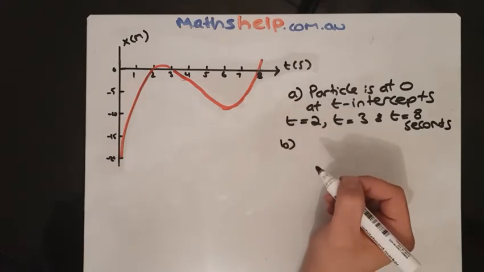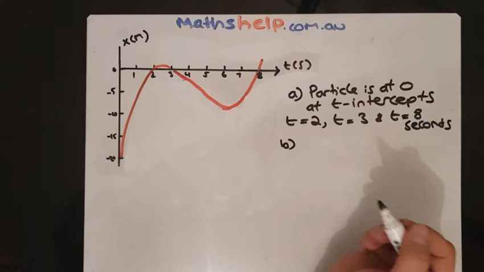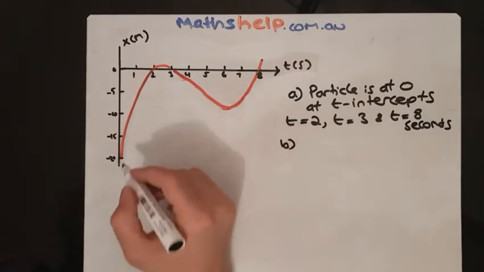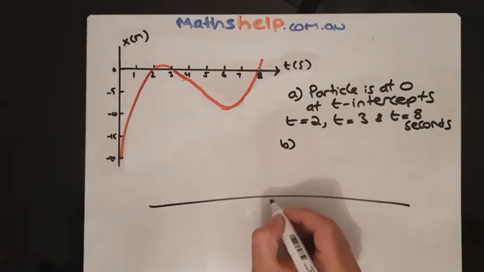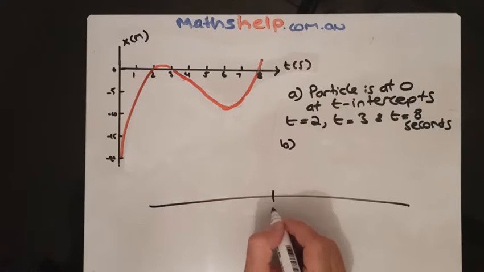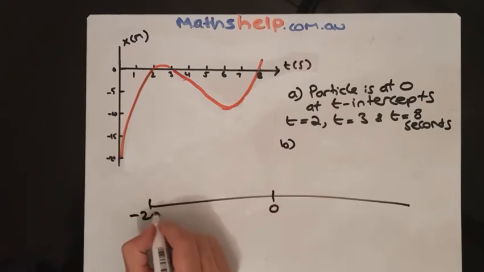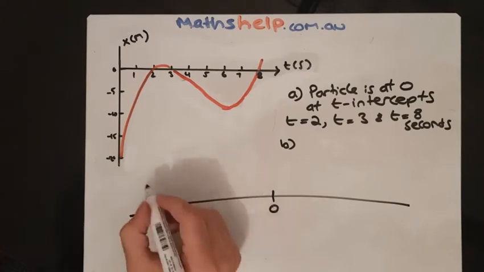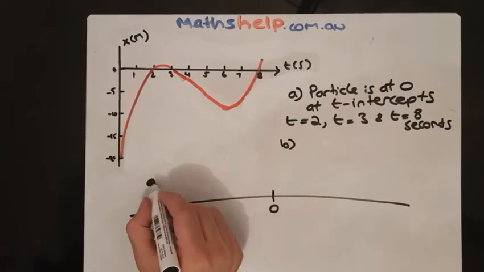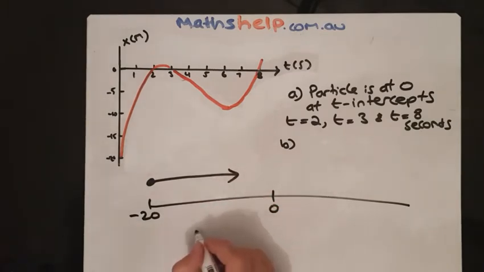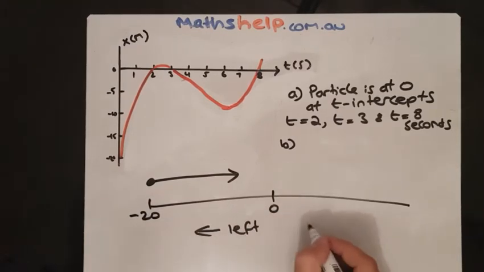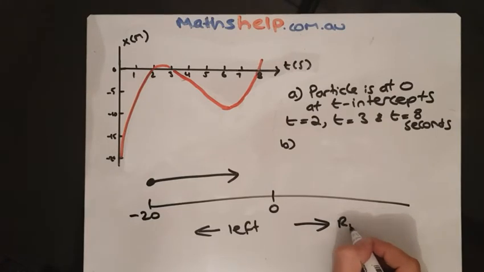For which values of t is the particle moving to the right? Now to be able to visualize this, it'd be good to draw a horizontal line where the particle is actually moving. So we've got O here, and if we have -20 here, that's where it starts. So our object is moving towards the origin. If it's 20 meters to the left, in this direction it's left, and going in this direction it's going to be right.